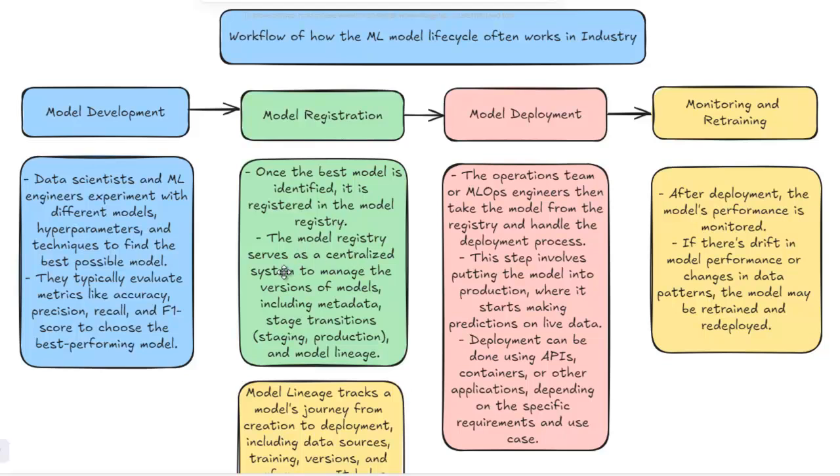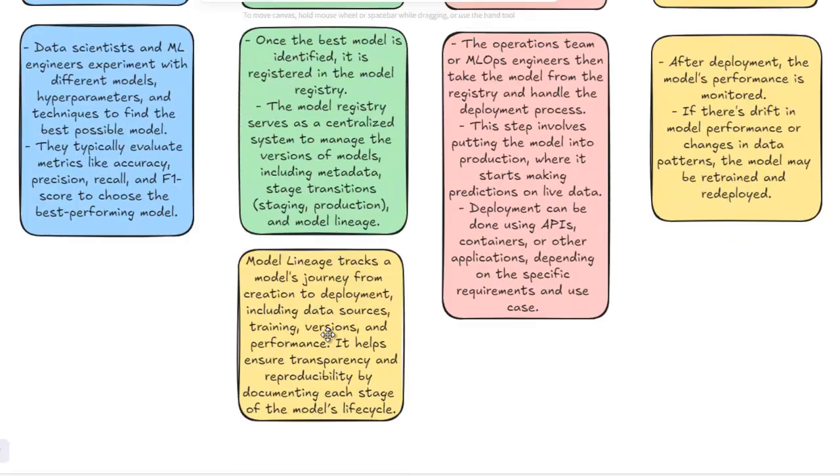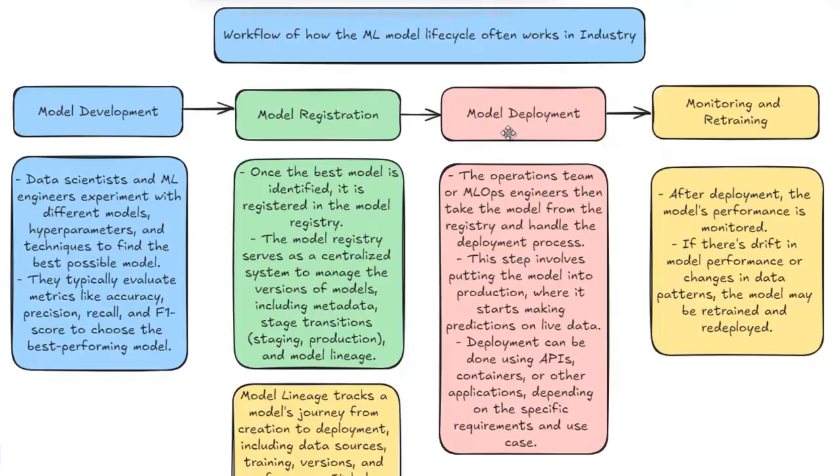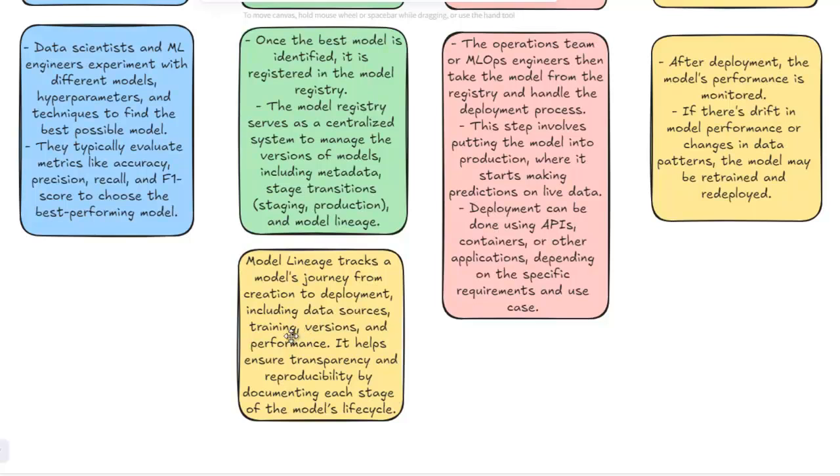The model registry serves as a centralized system to manage the versions of models, including metadata, stage transitions like model in the staging area, model in the production area, and model lineage. Don't you worry, we will discuss all this practically. Model lineage tracks the model's journey from creation to deployment, indicating data sources, training, versions, and performance. It helps ensure transparency and reproducibility by documenting each stage of the model's lifecycle.